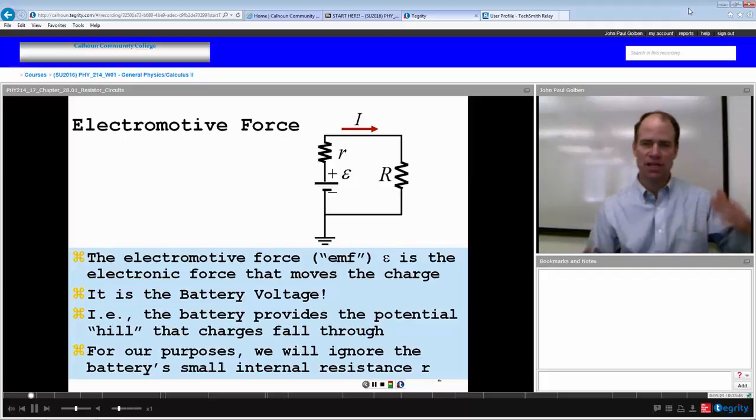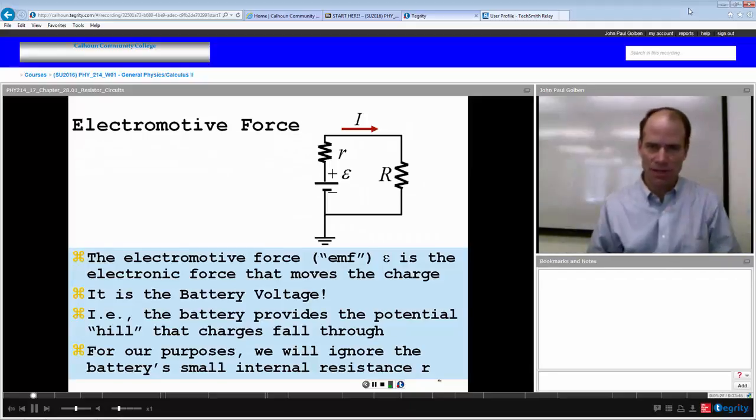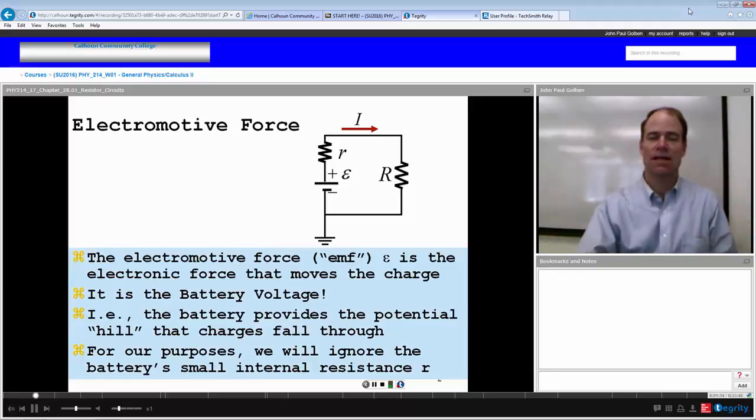It is the potential hill that is established that allows positive charges to move down the hill to the bottom of the hill, which is the negative terminal. So, all things said, the EMF, epsilon, is the voltage.